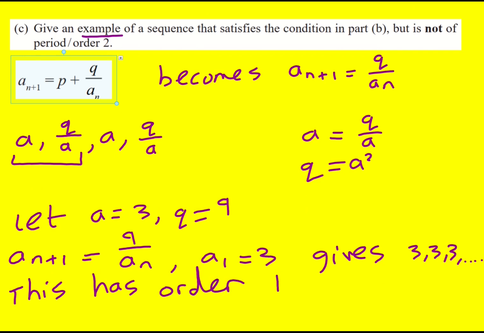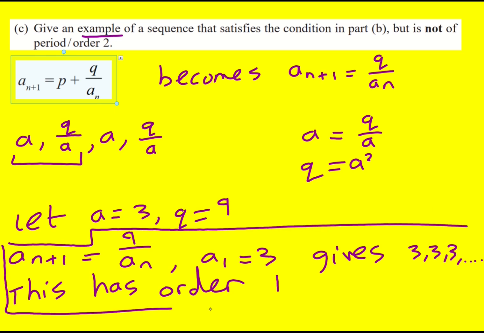So what this is saying is that p equals 0 doesn't guarantee a sequence of order 2, because it will depend on your q and your starting number as well. Okay, great.